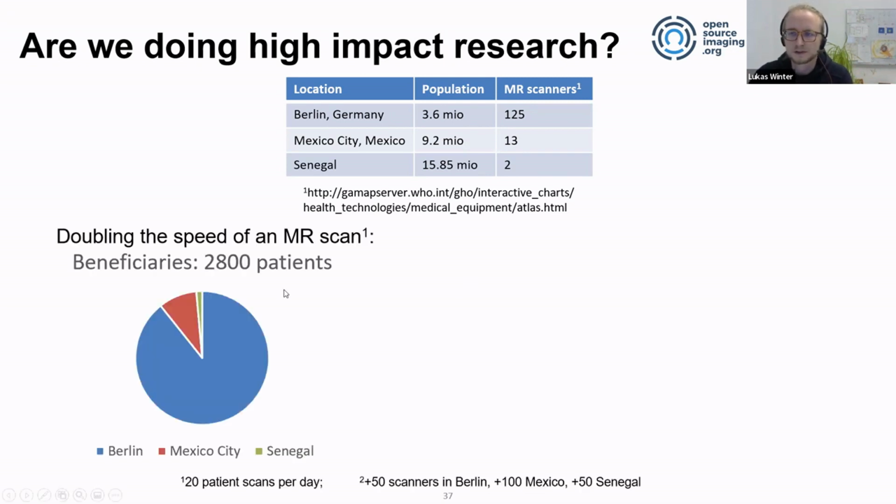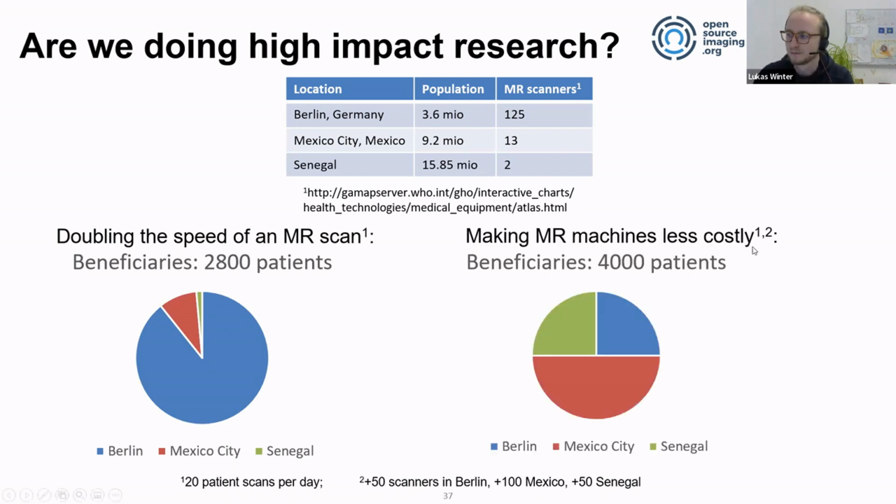So what we then, for example, do is focus on things like doubling the speed of an MR scan. But when we look at the distribution of the beneficiaries, it's of course very much heavily in the direction of the places where the scanners already exist. If we would be able to make the machines less costly and focus on this part, we can not only reach more patients, but the distribution, the balance, is a little bit better. And this is also something an open source approach can help do.